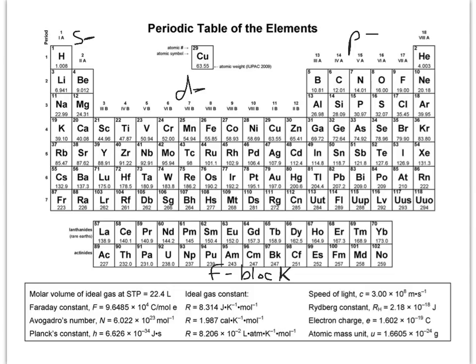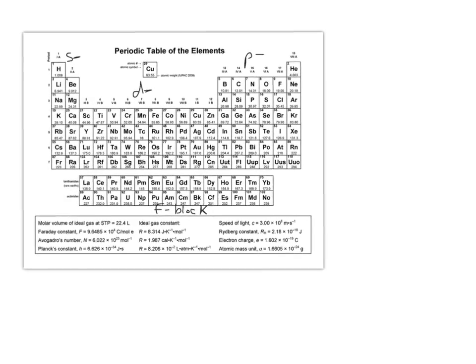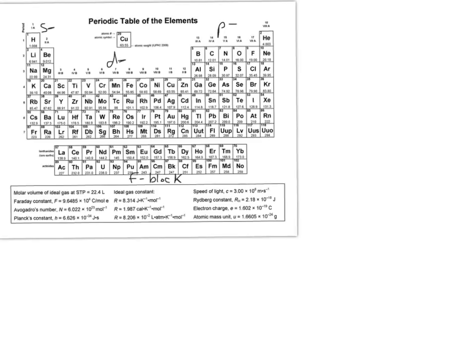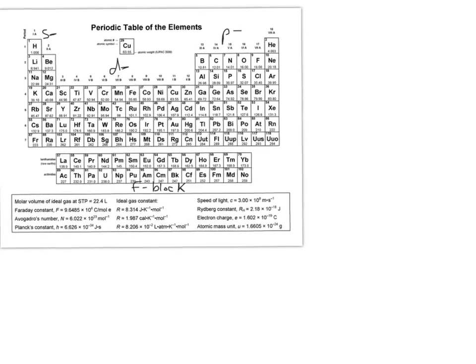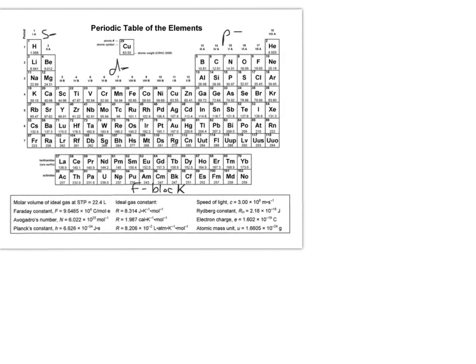When you transition into these regions as you're adding electrons, that cues you to change the orbital that the electron is going into. So let's do an example.